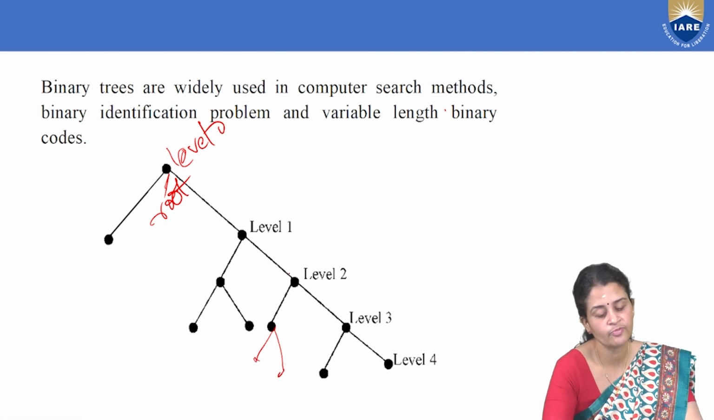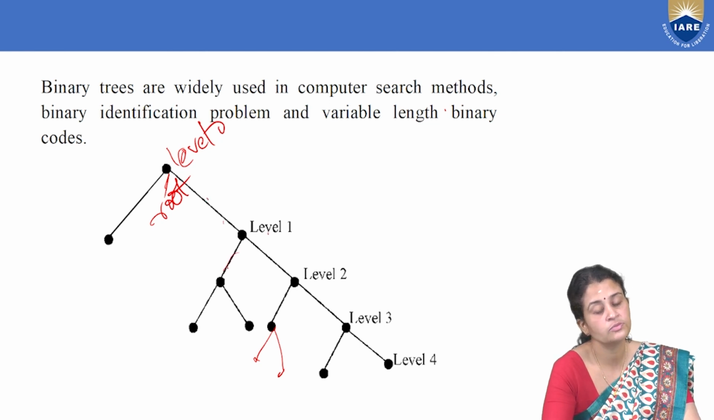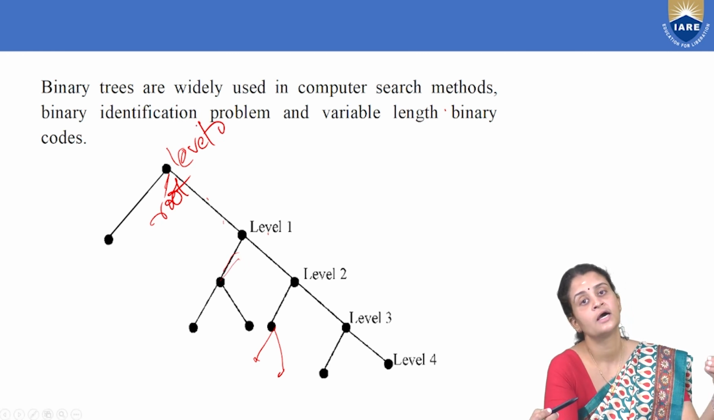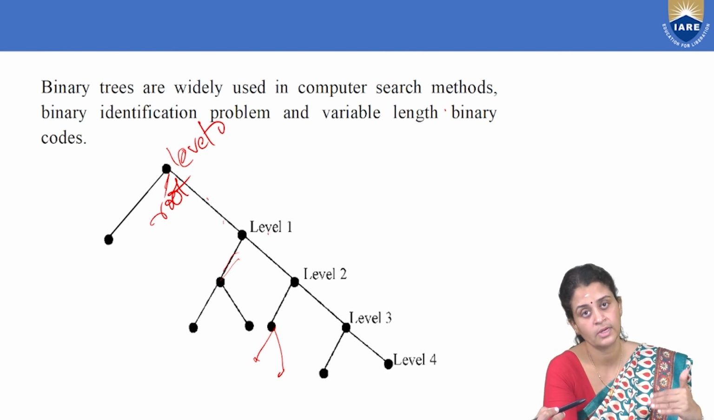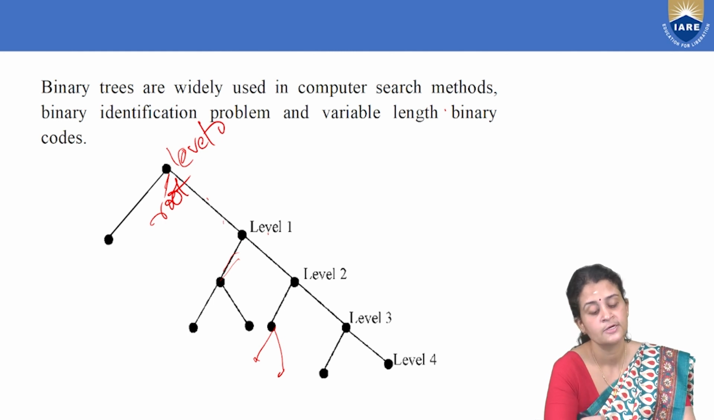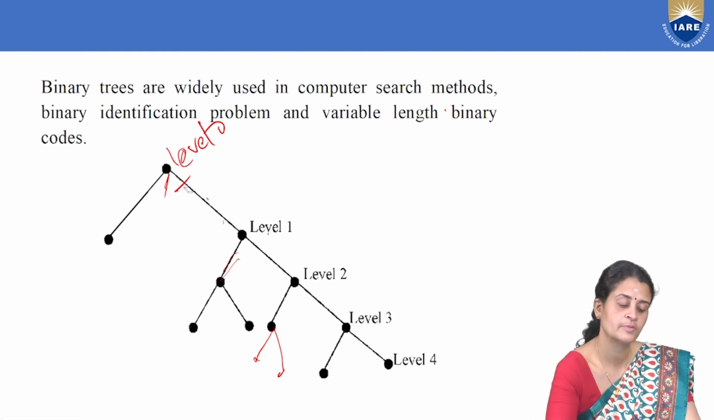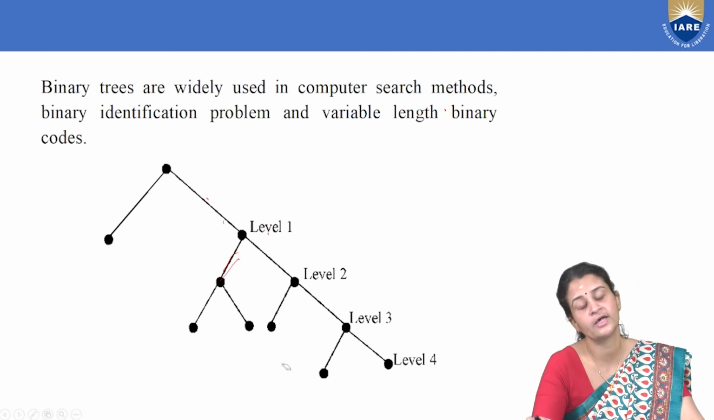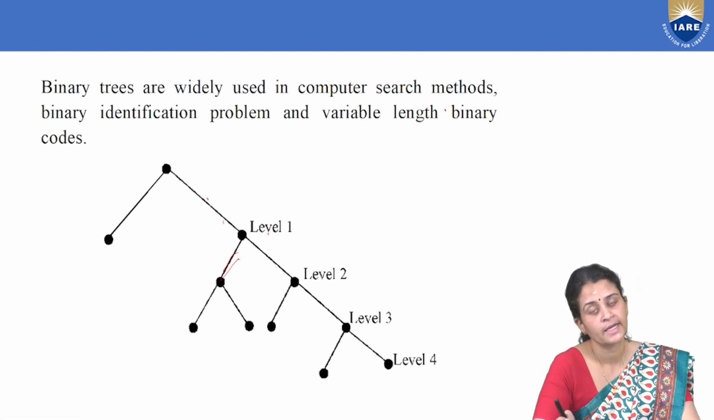That is, from the root, how we are going: 1, so it is level 1. Here 1, 2, so it is at level 2. So a level means the depth. It is the length of the longest path from the root to the particular vertex. So I hope this concept of level, depth, height of the binary tree and the m-ary tree, everything is okay.